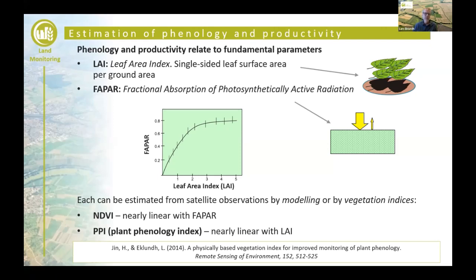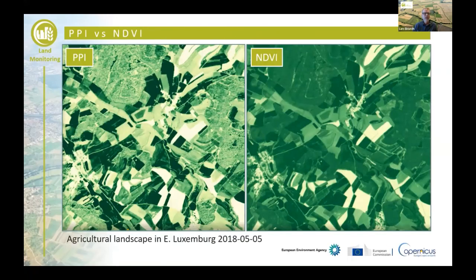We can estimate those types of factors in many different ways. From satellite observations, we can use models, or we can use vegetation indices. We have here used the DVI, since it's nearly linear with FAPAR, and we have used another vegetation index called PPI, or Plant Phenology Index, which is nearly linear with green leaf area index. Here is a slide showing the differences in those two. They are correlated, but they also show quite different aspects of vegetation. And in that sense, they are complementary, we can say.